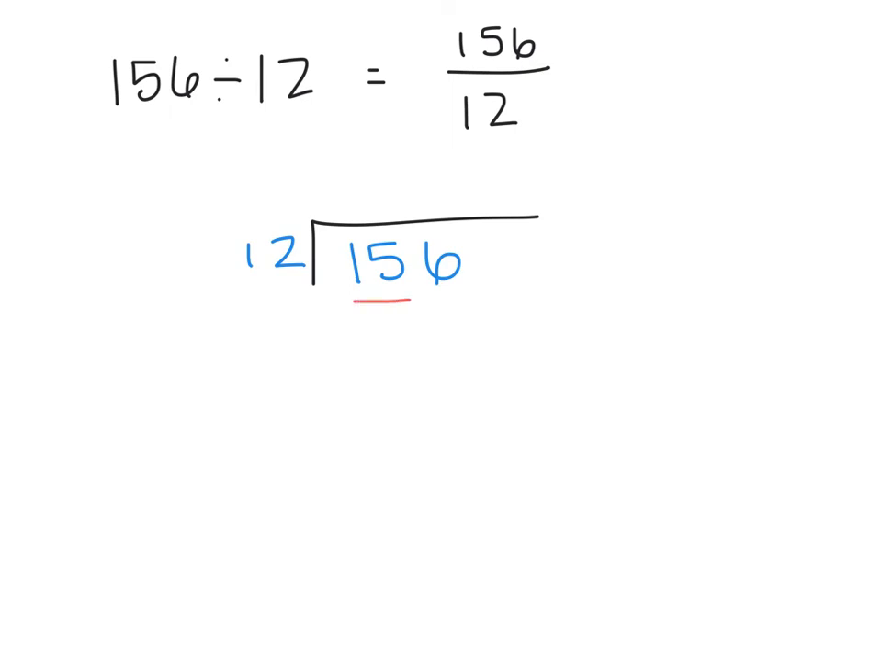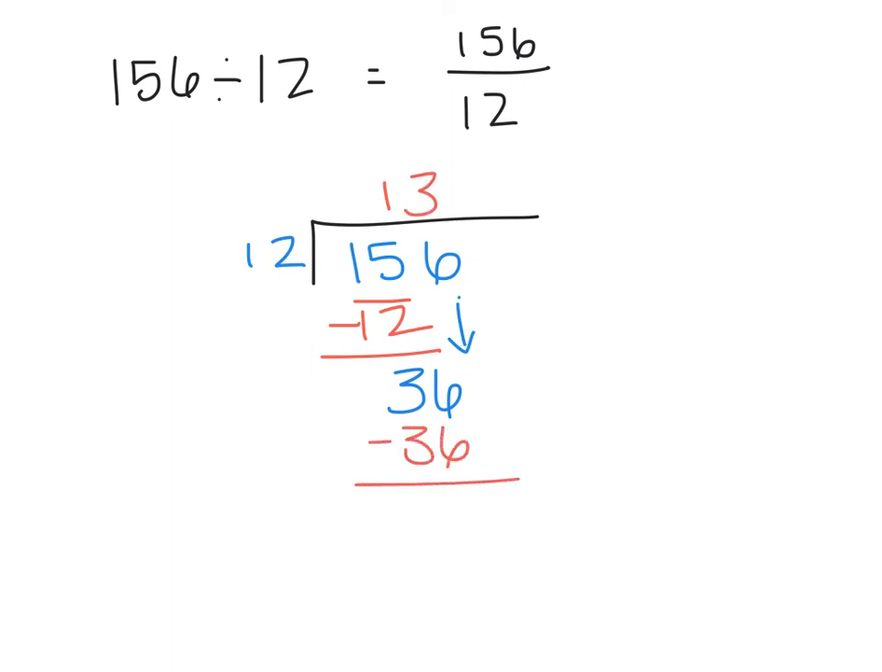12 goes into 15 one time, so I'm going to subtract 12 and get 3. Bring down my 6. 12 goes into 36 perfectly 3 times. Subtract 36. I get 0. So I know I'm finished. So my final answer is going to be 13.